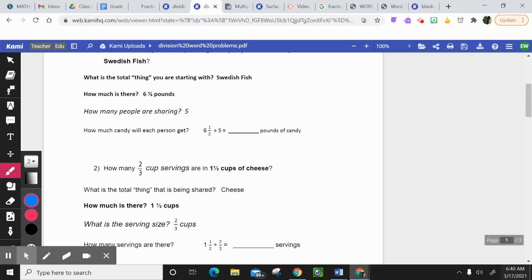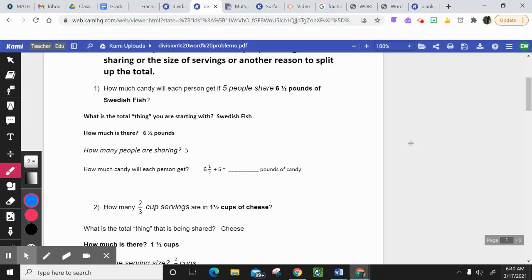So the first one is about Swedish fish. How much candy will each person get if 5 people share 6.5 pounds of Swedish fish? What are you starting with? Swedish fish. How much is there? 6.5 pounds. How many people are sharing? 5. So your division problem looks like the total divided by the part, okay? So we have a total of 6.5 pounds, and we're dividing it into 5. It's really important to get that correct to start off.